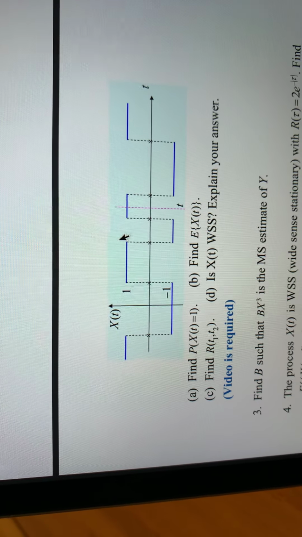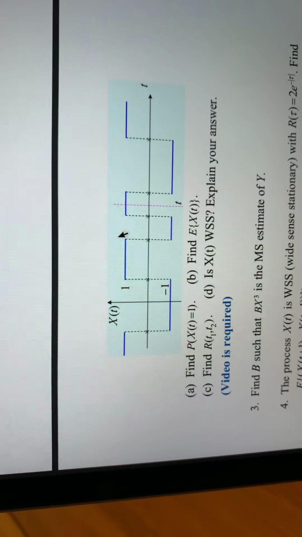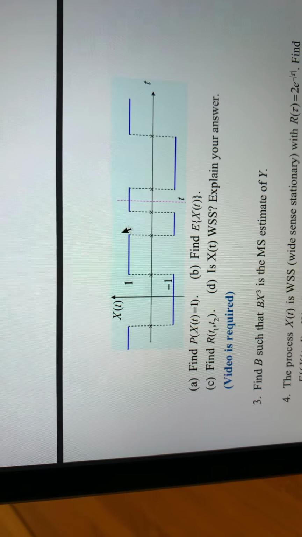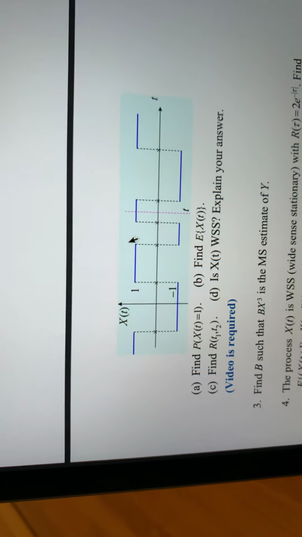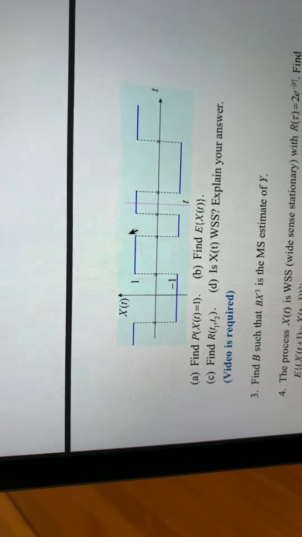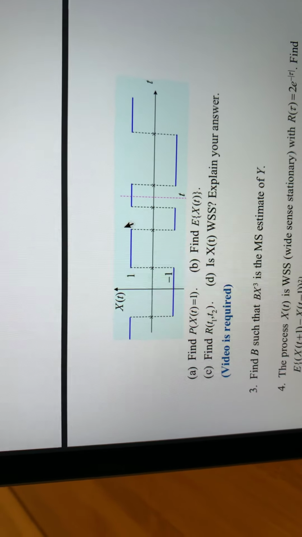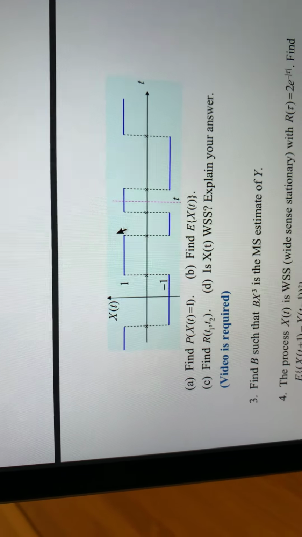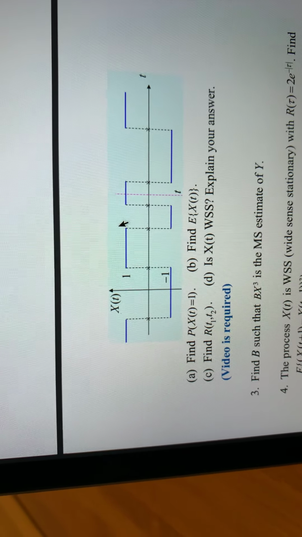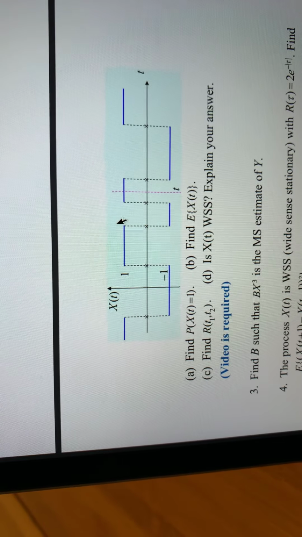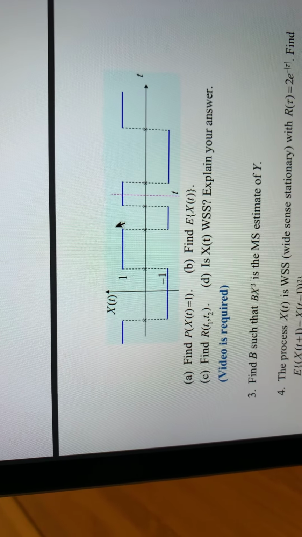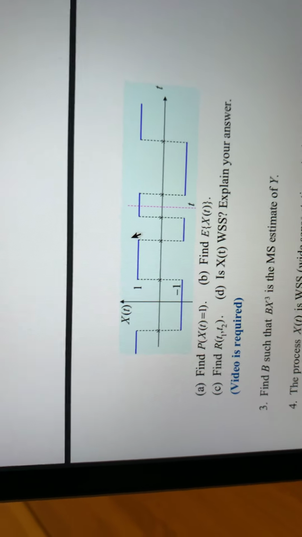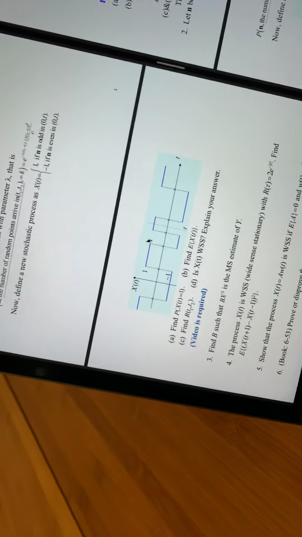So we have four sub-questions. In the first, we should find the probability that X(t) equals 1. The second is to find the expectation of X(t). Then we should find R(t1, t2), and the last is to determine whether X(t) is stationary. So let's come to the solution.